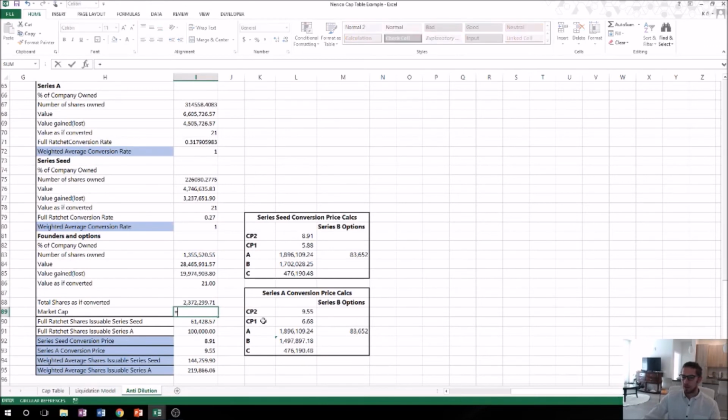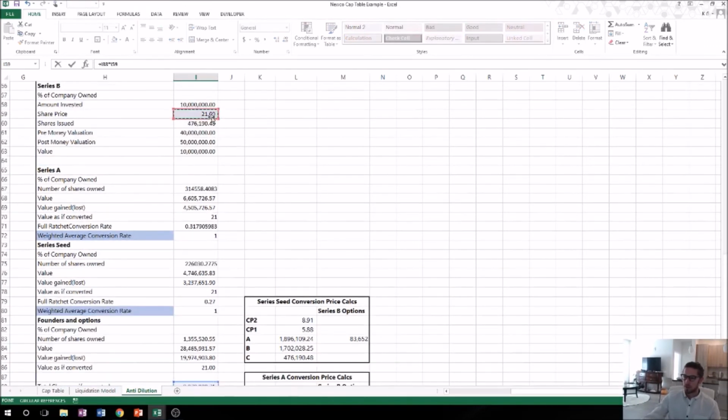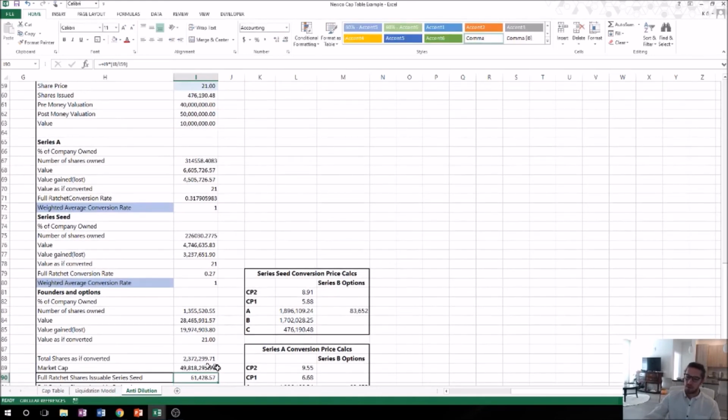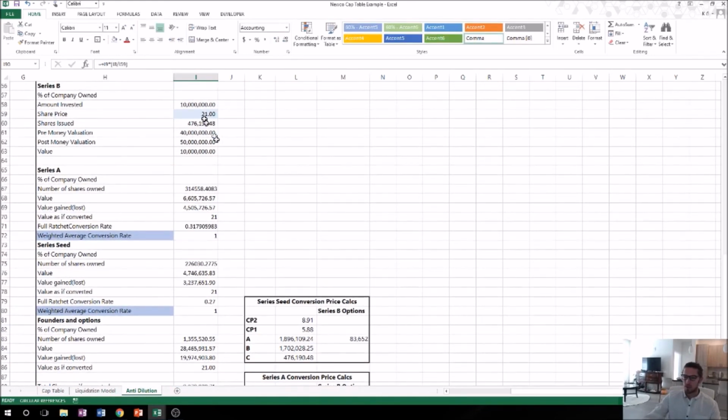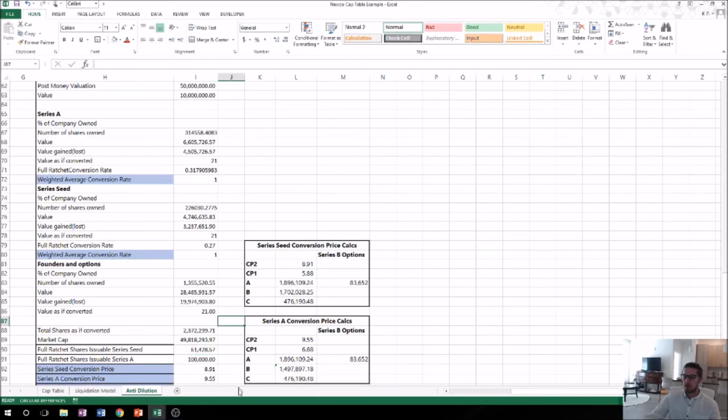So then we'll just go ahead and do market cap. So market cap is at 2.372 times 21, which gives us almost 50 million because we know this should actually be 2110, and we'll let solver show that to us. Okay, so the next thing we need to do is begin calculating percent of company owned. So that is simple, number of shares owned divided by the number of shares as if converted. And we'll do that all the way up real quick.